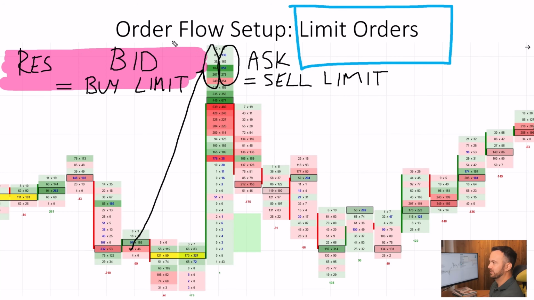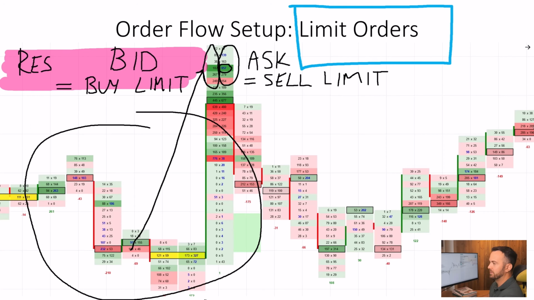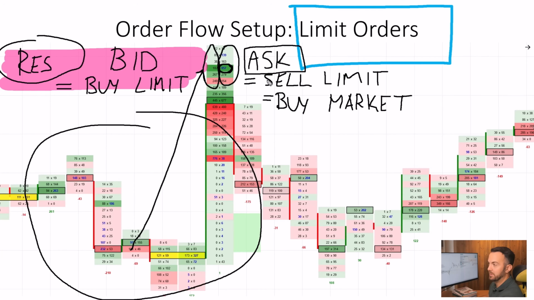And in that resistance zone, what you notice is this 857 contracts. That's a really huge number, right? If you compare it to the rest of what you see here. And especially when it shows up at a resistance. So now you need to think, what is this telling you? Huge volume appears at a resistance and it appears on ask. It could either be an aggressive buyer with a market order, or it could be a sell limit.